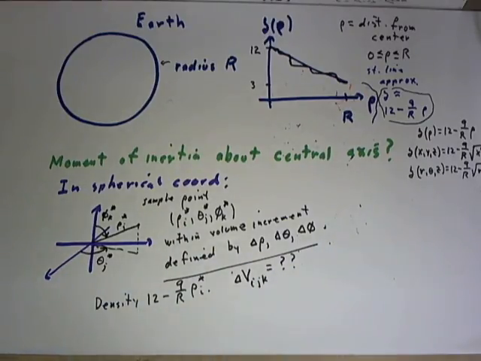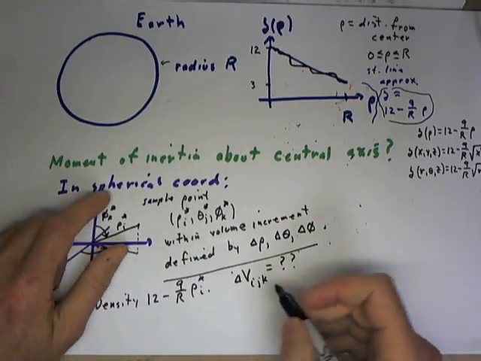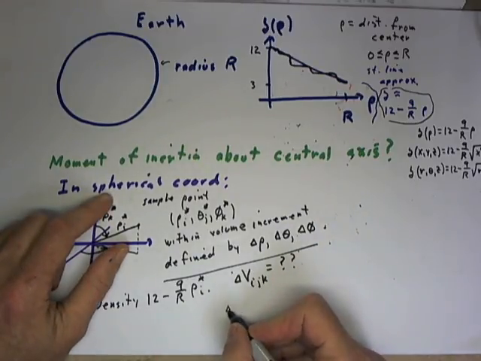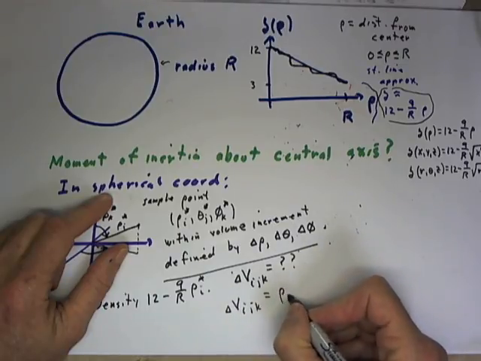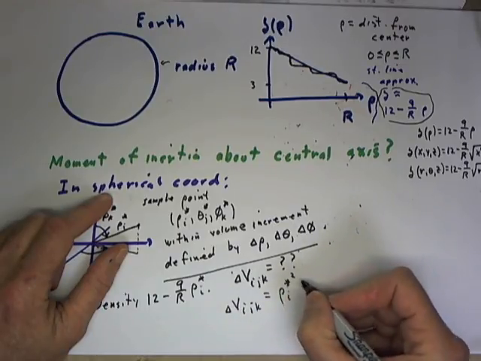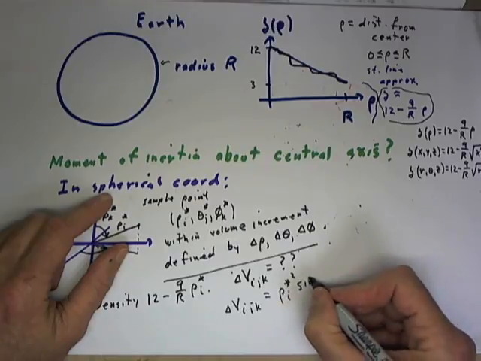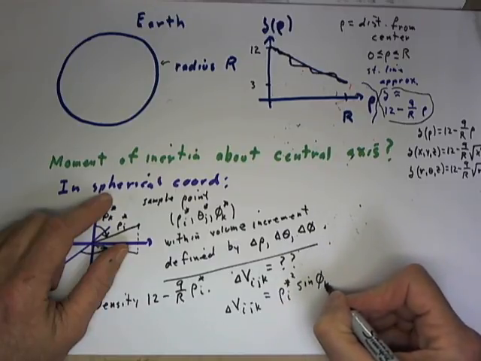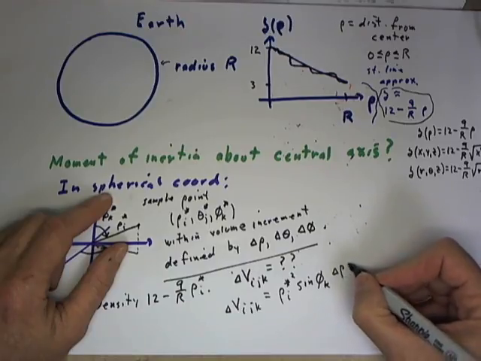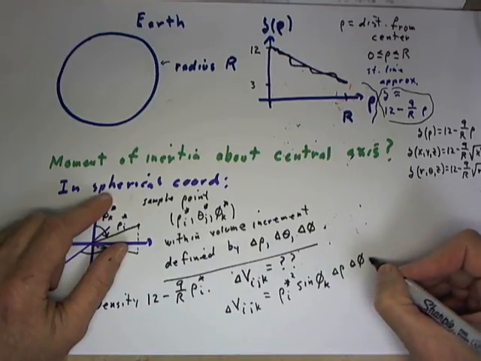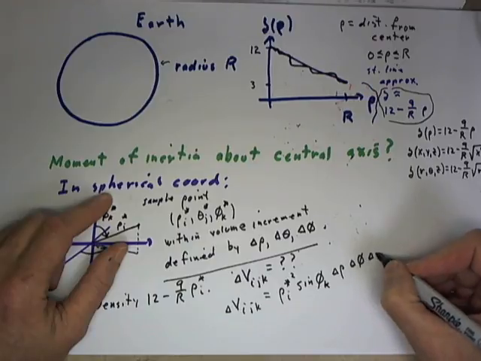What's our volume increment? Well, we've now seen that our volume increment is rho i star squared times the sine of phi k times delta rho, delta phi, delta theta.